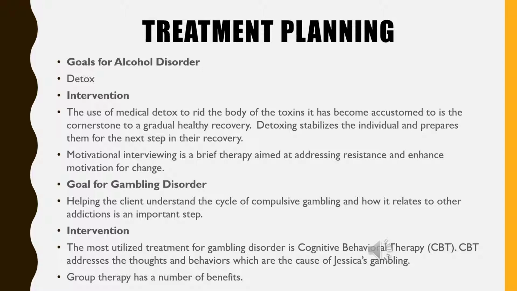And for another intervention for gambling, I would use group therapy. This could be a 12-step program, or Gamblers Anonymous. It helps her see and relate to these behaviors. A lot of times members of these particular types of groups share commonalities, and through those commonalities they're able to see certain things that they're not willing to admit to themselves.